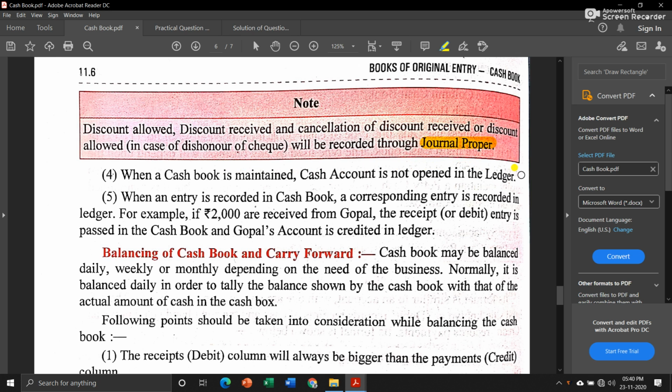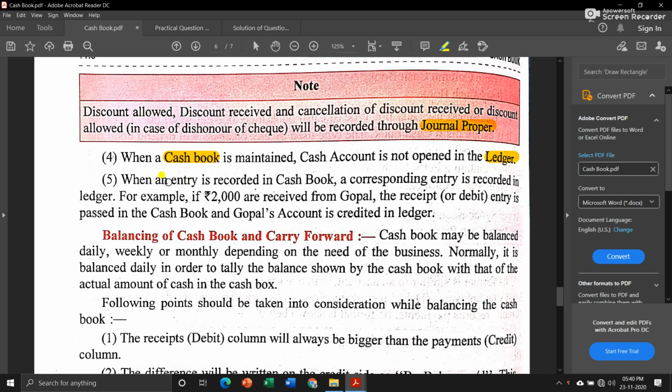Now in the whole work of an accountant, they have to see that if they have prepared a separate cash book, then they will not create a cash account in the ledger. Then point number 5, when an entry is recorded in cash book, a corresponding entry is recorded in ledger. It means when we record an entry in cash book, at that time we have to pass an entry in ledger as well. And here an example is given.